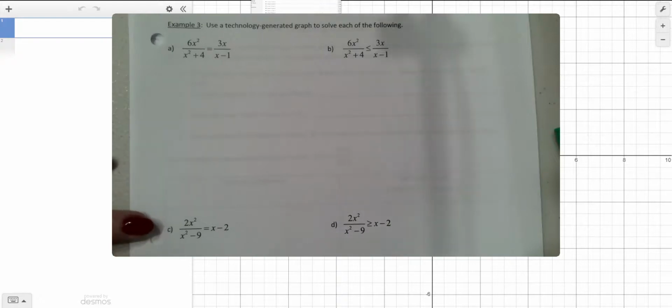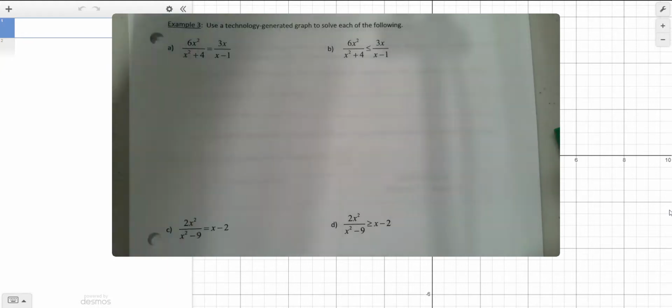So we'll continue section 6.3 and we'll talk about how to solve these equations and inequalities, but this time we'll do it using a computer-generated graph or a calculator-generated graph. And you can see I've got my Desmos up and running here. So that's what we'll use.